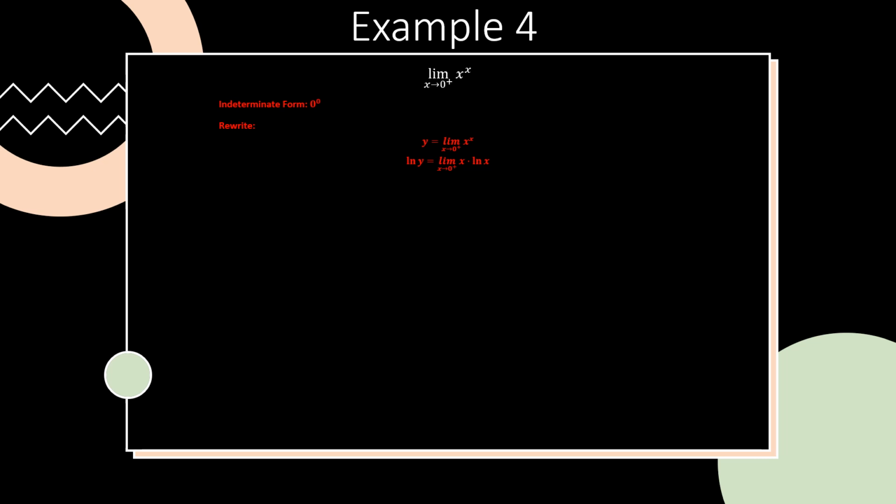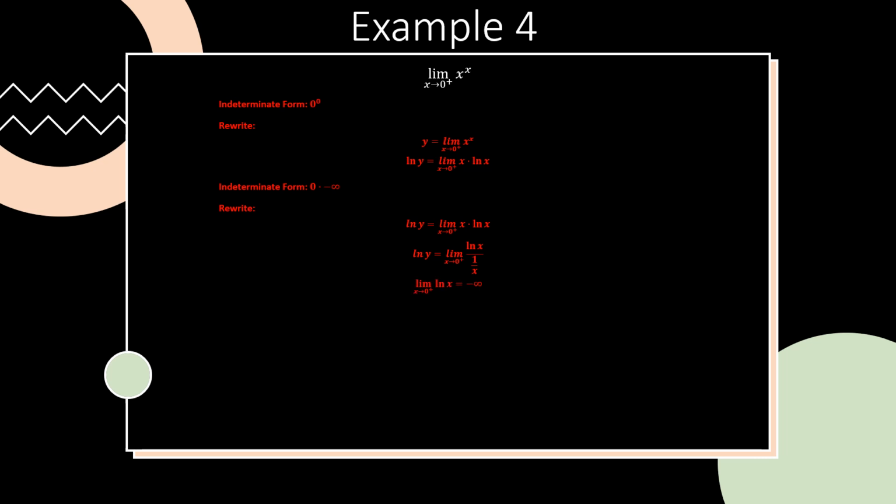So I get ln y equals the limit as x approaches 0 from the right, x times ln x. All right, so now I have the indeterminate form within my limit of 0 times negative infinity, which means I can rewrite that to become a L'Hopital's problem. So I'm going to rewrite it as ln y equals the limit as x approaches 0 from the right of ln x over 1 over x. All right, so I drop that x down.